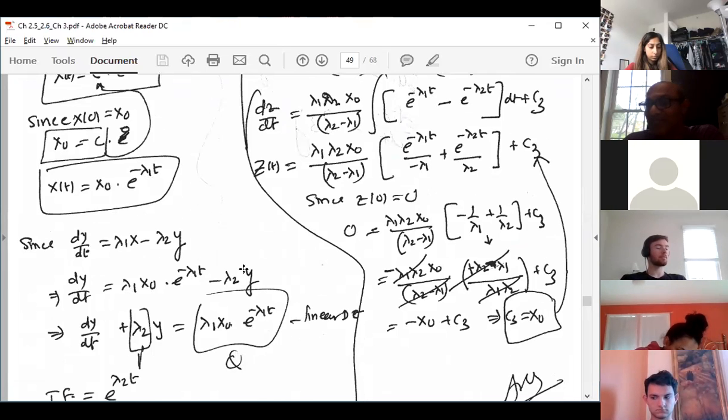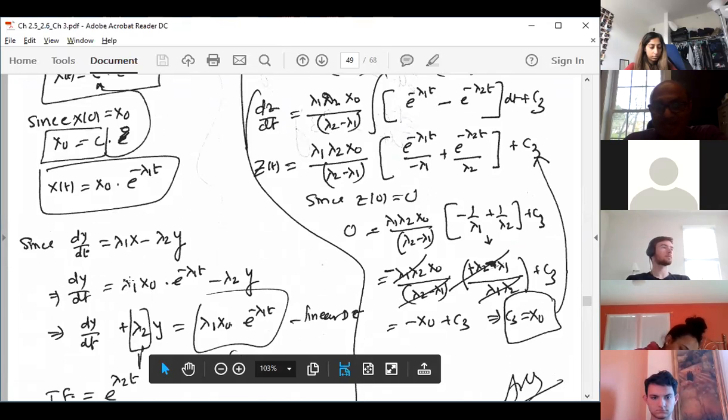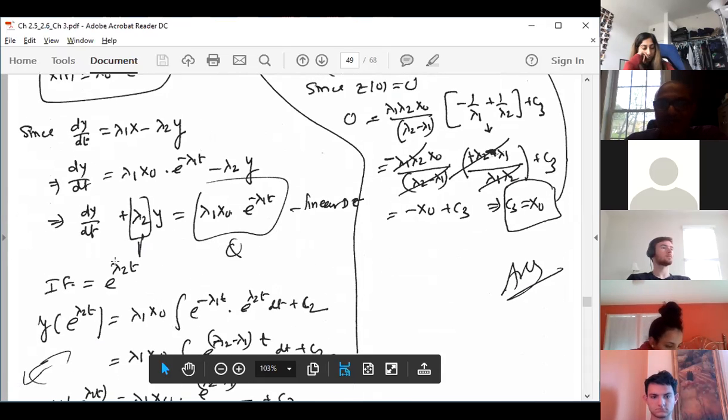But now your form is different. Previously it was separable variable. Now it is dy by dt. This is lambda 1 constant, x0 constant, e to the power negative lambda 1 constant, and t is the independent variable. So if you send this one to the other side, lambda 2 y, you're going to get dy by dt plus lambda 2 y equal to this one. This is my p, constant. This is my q, function of the independent variable. So it's a linear differential equation. Use the linear technique and find the integrating factor e to the power lambda 2 t.